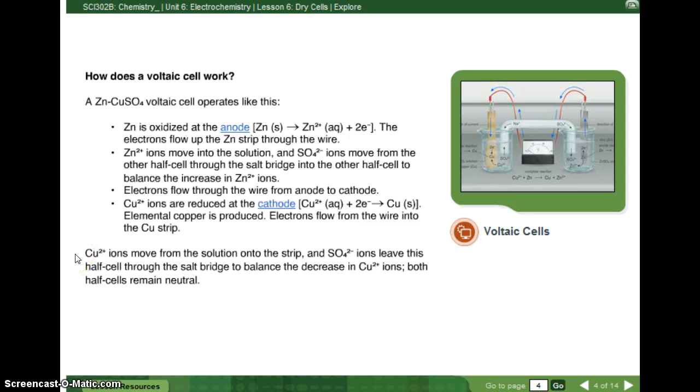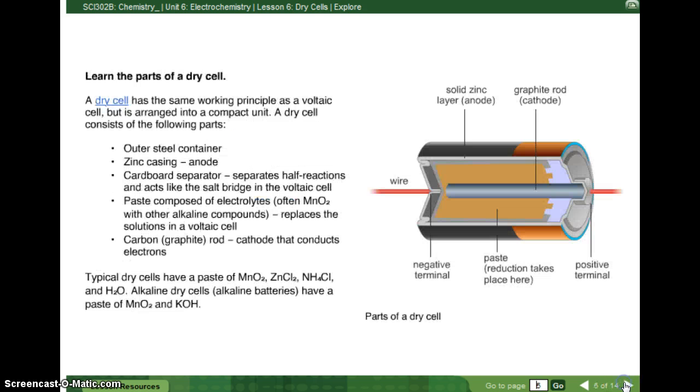Copper plus 2 ions move from the solution onto the strip, and the sulfate ions leave this half cell through the salt bridge to balance the decrease in copper plus 2 ions. Both half cells remain neutral. All right, so again, we already talked about that, how the sulfate goes up and around. And there's also sodium coming down on this side, which they kind of ignore, but it's there.